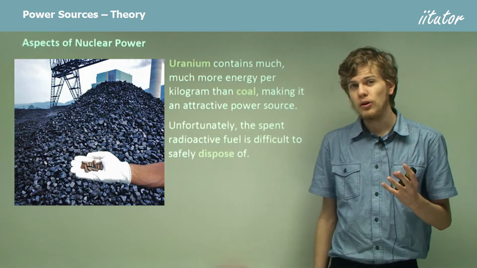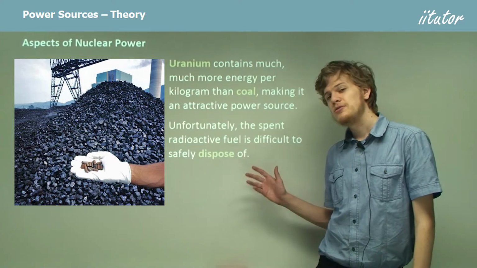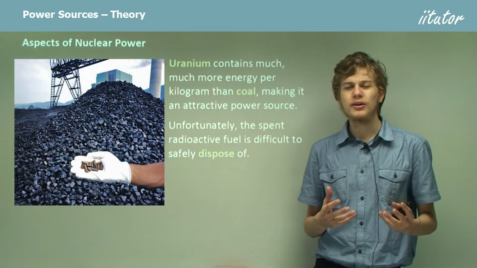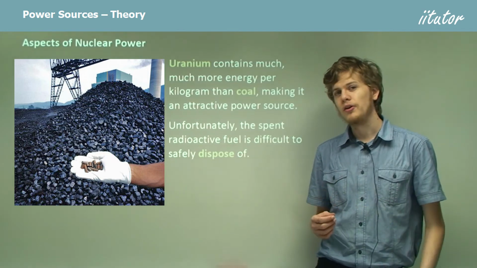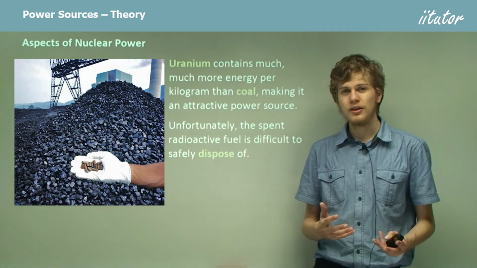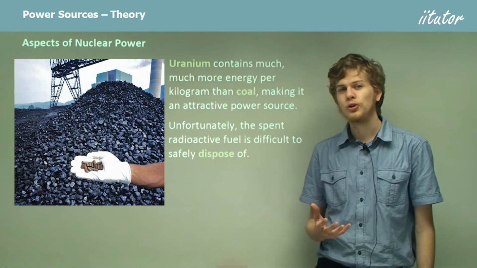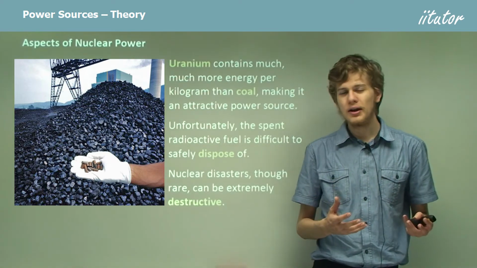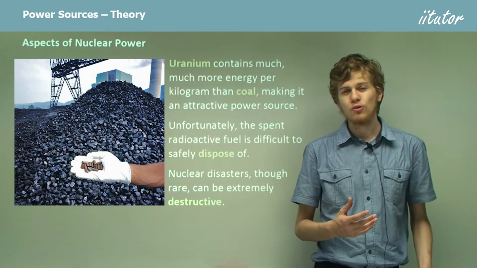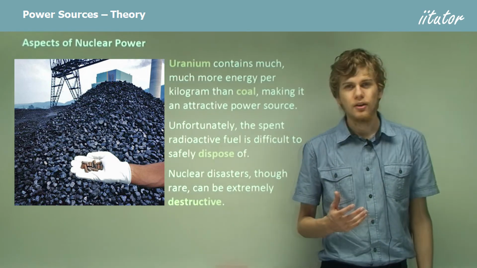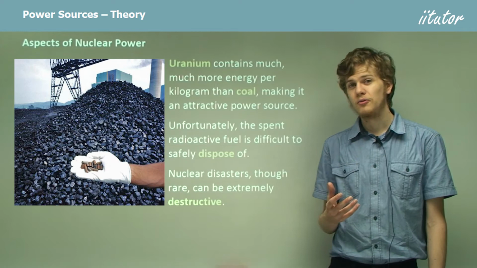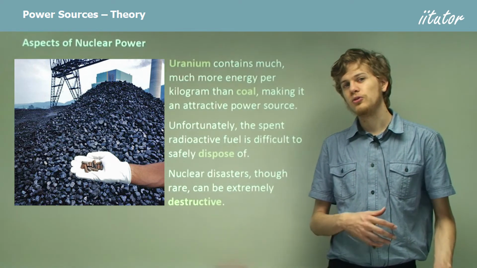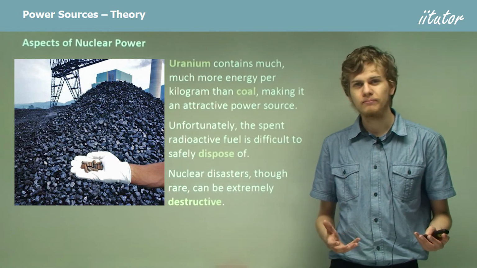One of the problems with nuclear power plants is that the spent fuel is radioactive and cannot be safely disposed of very easily. Radioactive materials are able to be damaging to living things if living things are exposed to them for long enough. So nuclear disasters are one of the other drawbacks of using nuclear reactors, and although they're very, very rare, occurring perhaps 2 or 3 times in 100 years, they can be extremely destructive and produce a lot of danger in a very wide area.